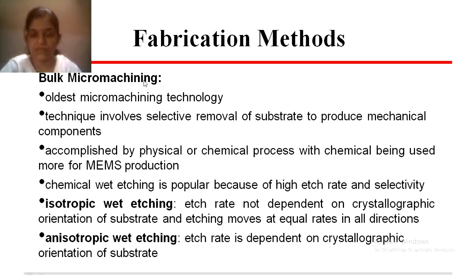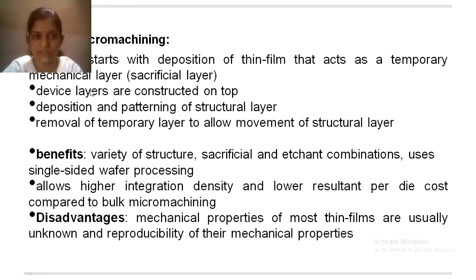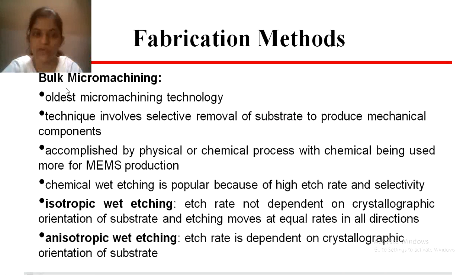Then the fabrication processes or methods we have to see. In fabrication methods, again there are two types: one is bulk micromachining and the other is surface micromachining. First we are going to see bulk micromachining. This is the oldest method of the micromachining technique.